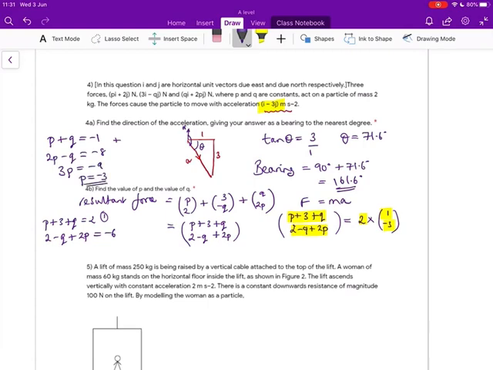P therefore is minus 3. And then substitute that, say, back into here. If P is minus 3, then if we add 3 to both sides, that means that Q is equal to plus 2.